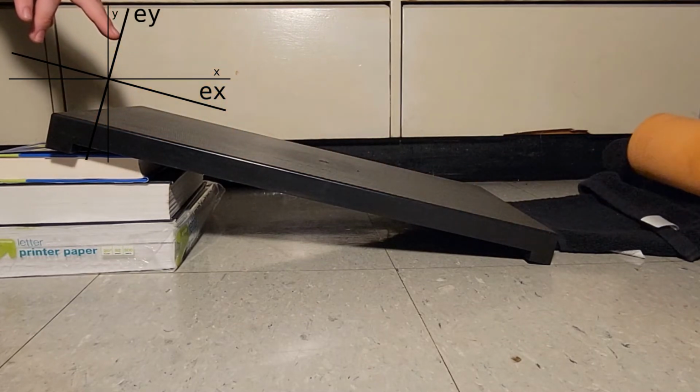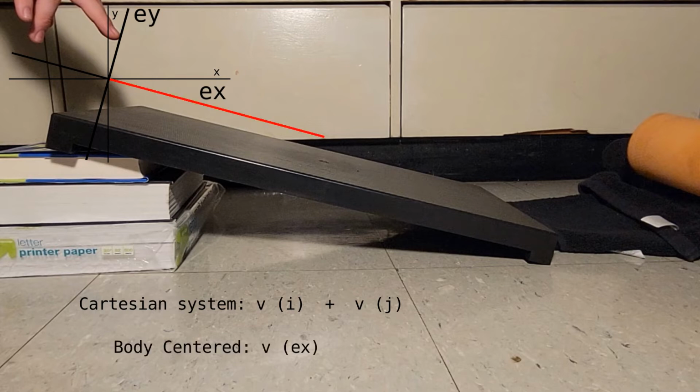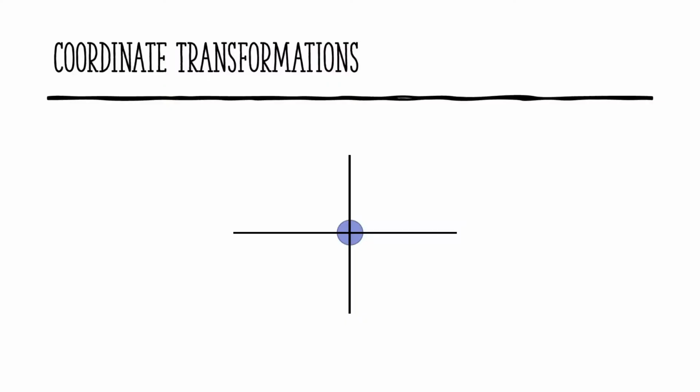With a global coordinate system, you would have to write the velocity of the object like this, using the x and y components to describe the motion. But using the body-centered system, you can completely describe the motion as vex. One last important topic about the body-centered coordinate system is knowing how to do a transformation of a vector from the Cartesian system to the body-centered system, and vice versa.